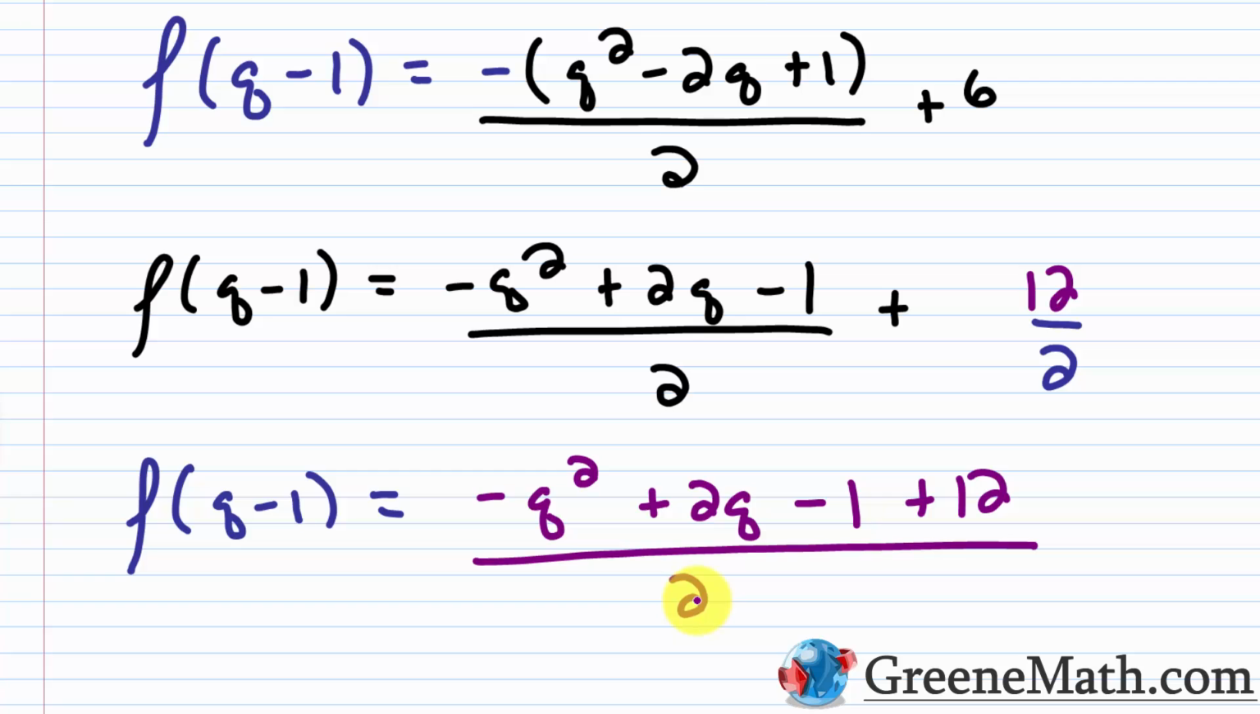So what I can do now is give a simplified answer, where negative 1 plus 12 is going to give me positive 11. And I can officially say that f of q minus 1, where again the function's value when the independent variable x is q minus 1, is going to be negative q squared plus 2q plus 11. And again, this is all over 2.